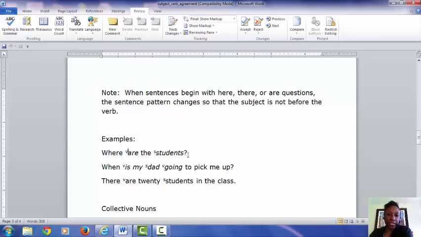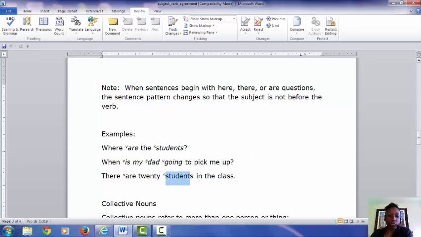Where are the students? Okay, in this particular question, the verb comes before the actual subject. Are is the verb and students is the subject. Okay. When is my dad going to pick me up? So again, we have is, and we have a split kind of verb because is going is the helping verb, and then dad is the subject. Okay, and here's another example with there are. Are is the verb, and students is the subject.